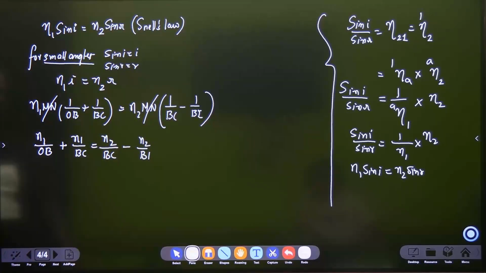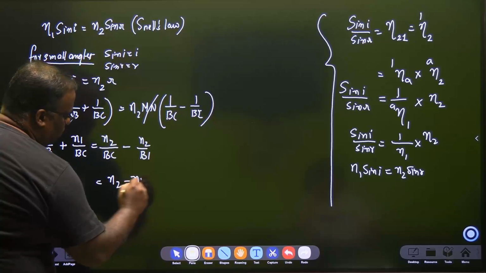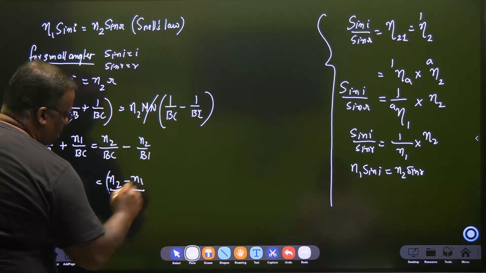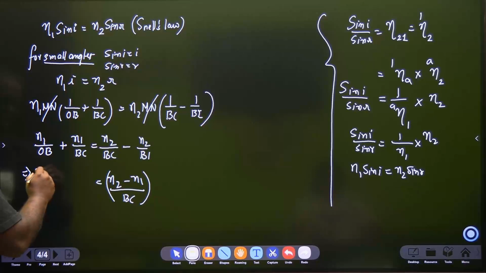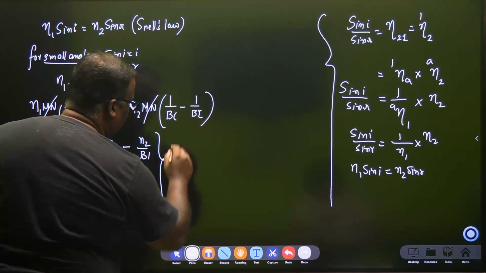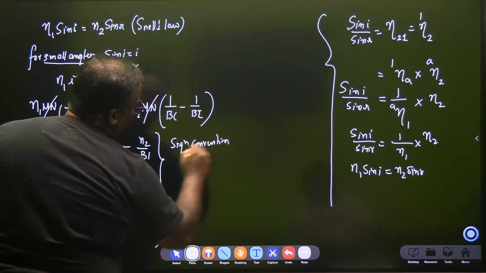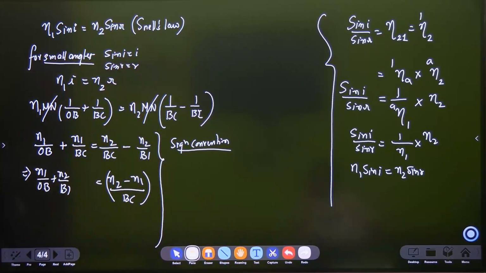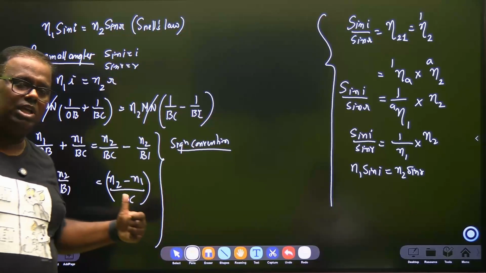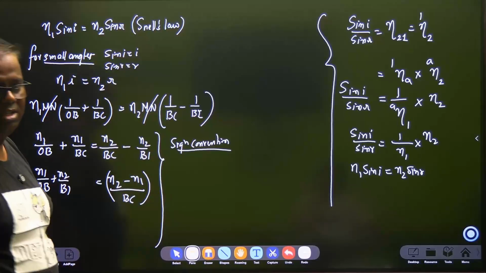Okay, this means I can write eta 2 minus eta 1 by BC, and this side what will I write? N1 by OB plus N2 by BI. Now we will put our sign convention. The best way to remember when you get into grade 12 is that you always measure anything opposite to the incident ray, right?